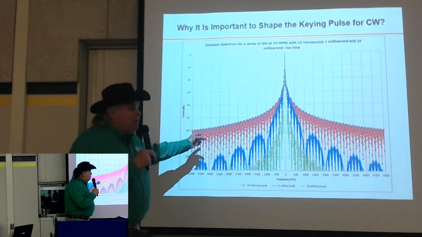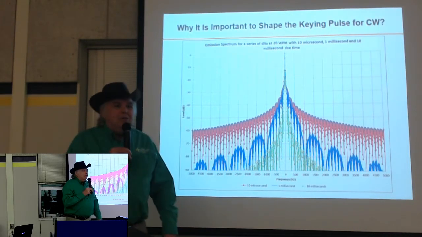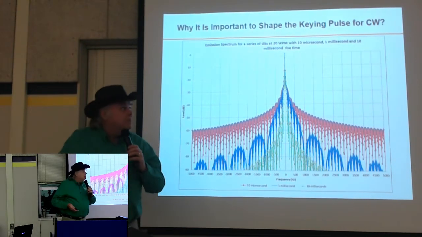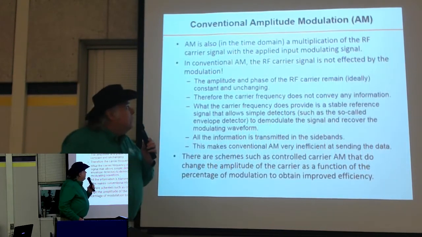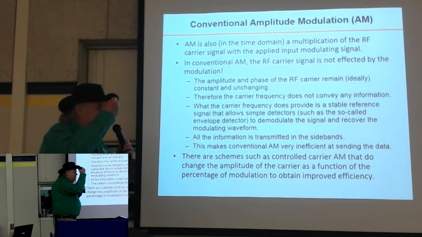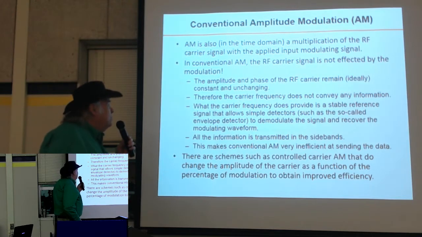And probably the optimum design would be of something called a cosine square shape, and that would have the cleanest emission spectrum. So let's move on to AM, which is the basics of single sideband. It's basically an AM type signal.